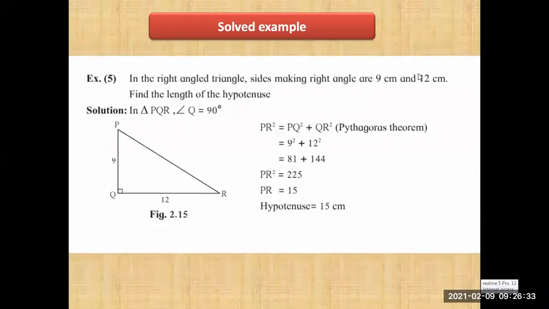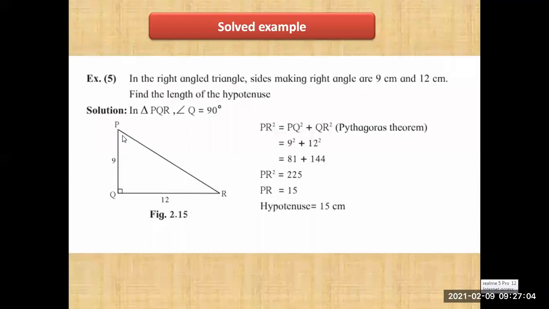Now next question. In a right angle triangle, the sides making the right angle are 9 and 12. Find the length of the hypotenuse. Simple question. Okay. First, we consider the right angle triangle and these two sides. Which two sides? PQ and QR making this triangle a right angle triangle. This side is 9 and this side is 12. What we have to find? We have to find the length of the hypotenuse. Hypotenuse is PR.